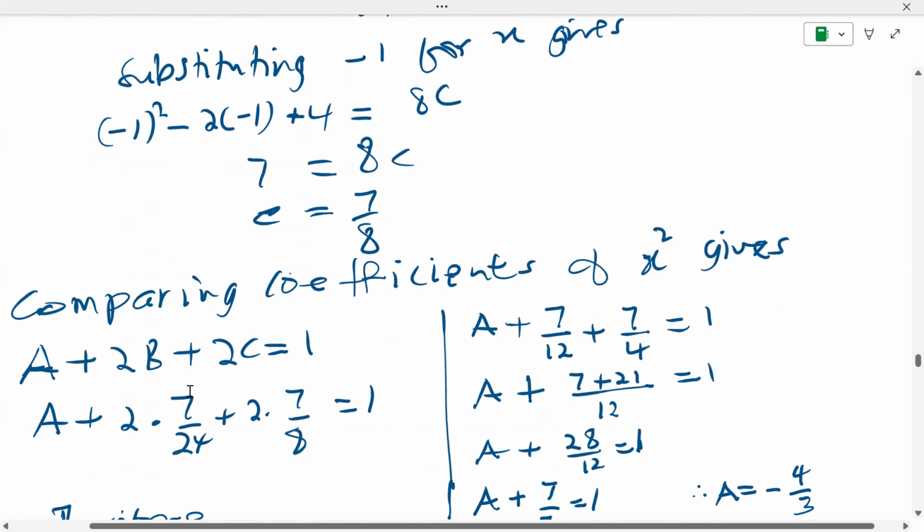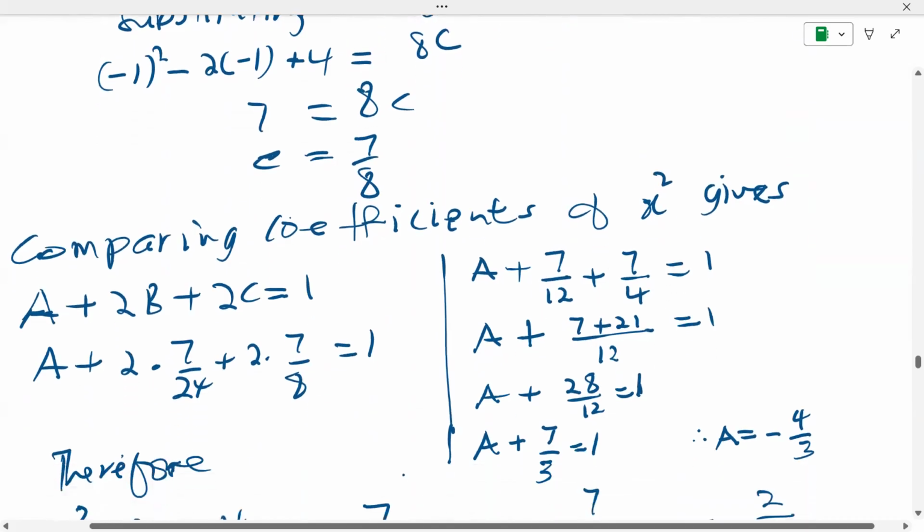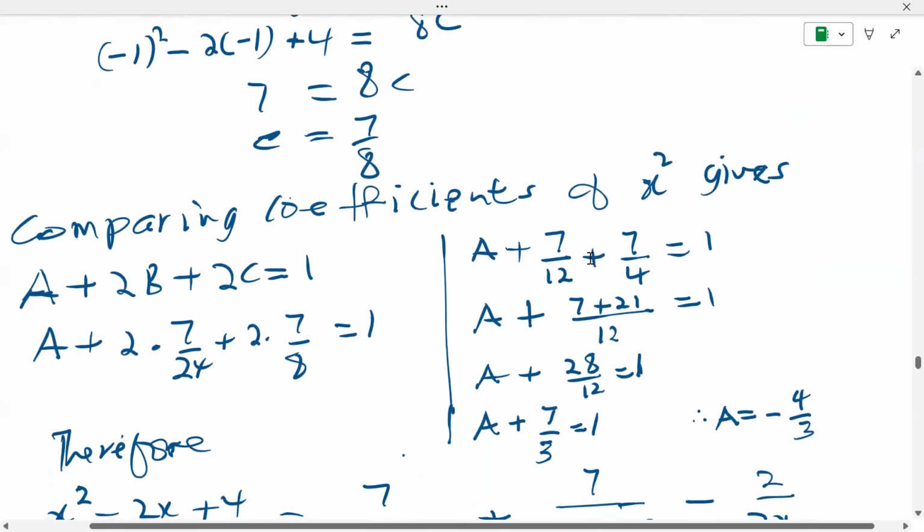Now we know our b is 7 over 24, so A plus 2 times 7 over 24, plus our c is also 7 over 8, so 2 times 7 over 8. So when we compute this, it divides into 12, and then we get here. Then we use LCM to simplify this. Then we shall get 8 plus 28 over 12 equals 1. And then when we reduce it to its lowest terms, 4 into this is 7, 4 into that is 3. And so our A is negative 4 on 3.